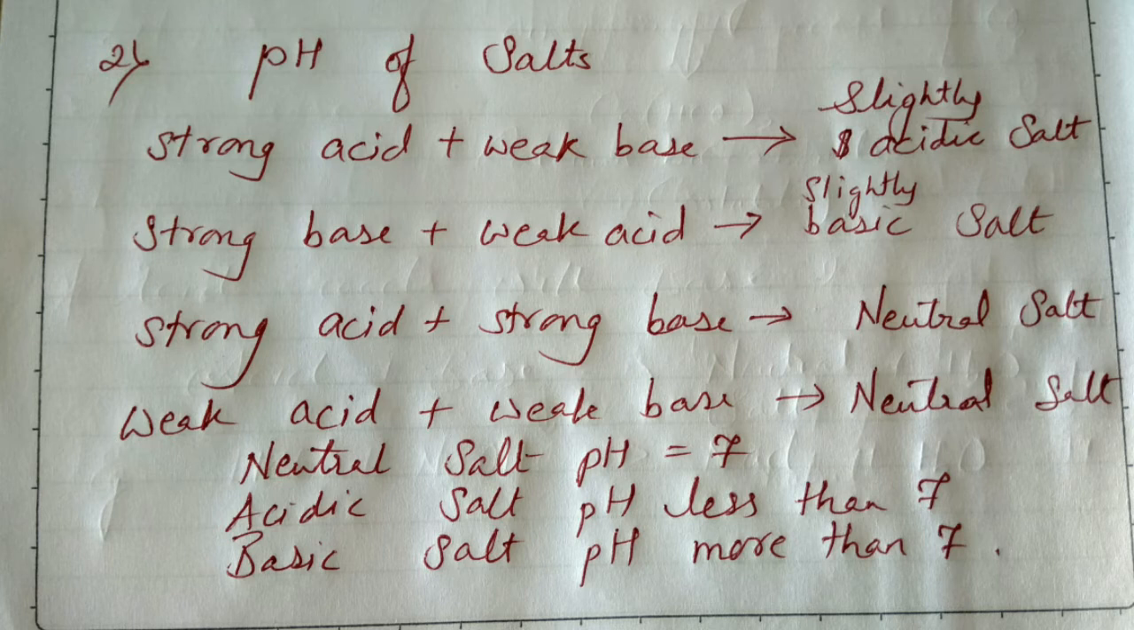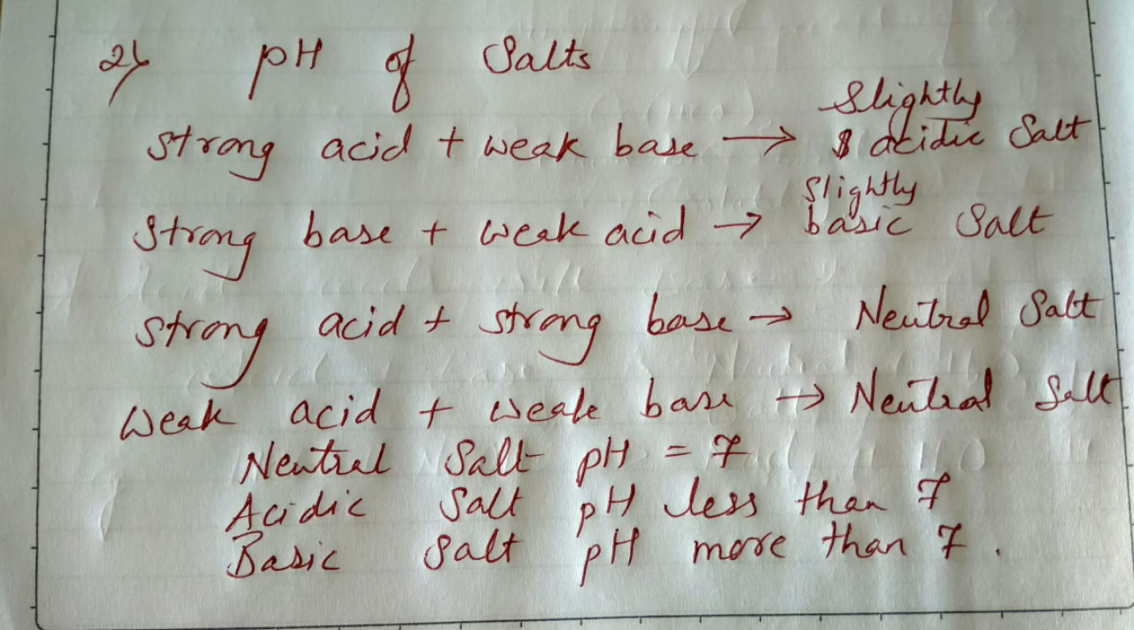Number 2, pH of the salt. Dear student, pH of the salt is also important. This we have already studied. Strong acid, weak base. First of all, let me tell you, acid plus base gives you the salt. But if your acid is strong and your base is weak, you will get the salt slightly acidic. Similarly, if your strong base is there and weak acid, slightly basic will be the salt. But if both are strong, strong acid plus strong base, your salt will be neutral. If you are having weak acid plus weak base, again the salt will be neutral. Neutral salt has the pH 7.